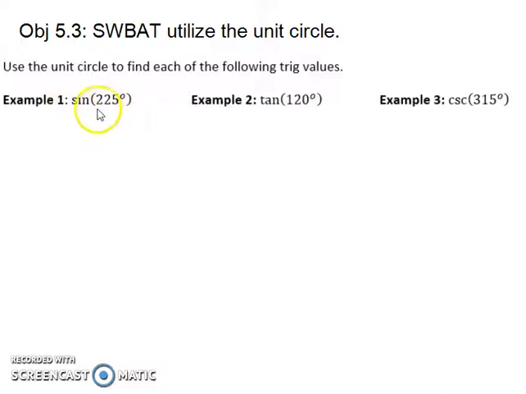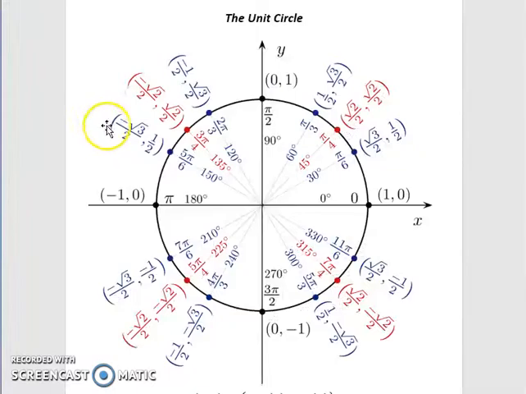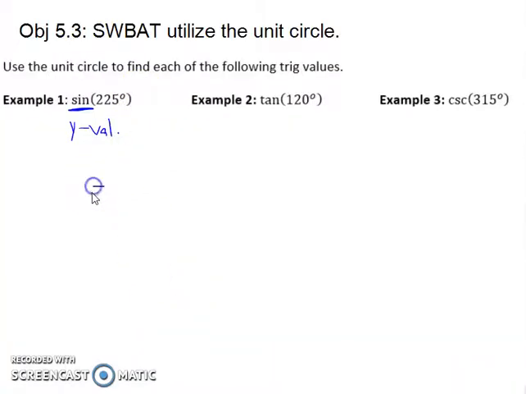Sine of 225 degrees. What you need to know is that sine is always the y value on the unit circle, and 225 degrees is just an angle on the unit circle. So you go over to the unit circle, you find 225, which is down here. It's in the middle of the third quadrant. And then the sine is the y value. That's negative root 2 over 2. And that's it. Sine of 225 is negative root 2 over 2.